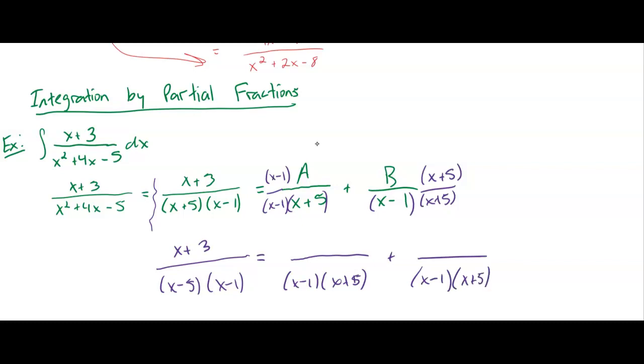And in the top one, in the first one, I've got a times this thing. If I distribute that a in, I get ax minus a. This is getting a little weird, but just roll with it. And then the second one, if I distribute the b in, I get bx plus 5b.